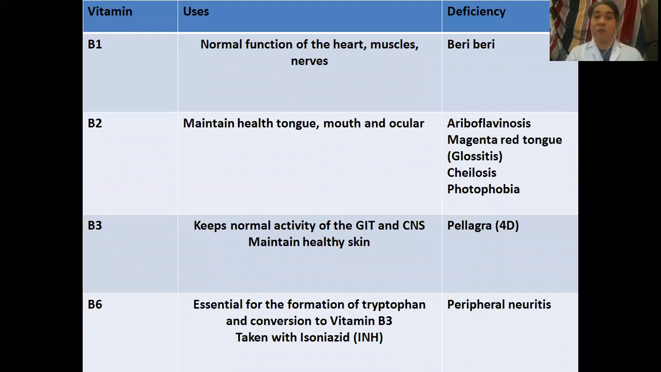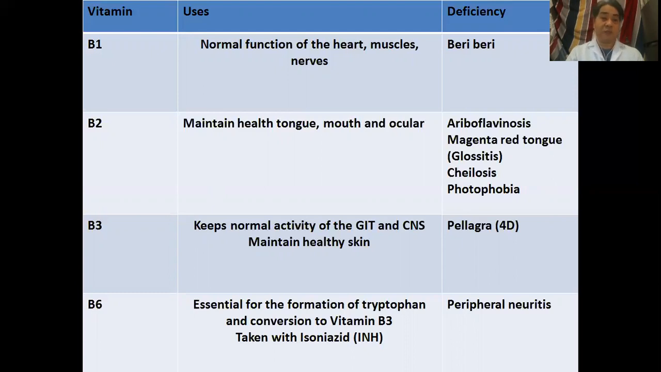We have vitamin B1, also known as thiamine. Normal function of the heart, muscles, and nerves, with deficiency of beriberi. Vitamin B2, riboflavin, maintains the healthy tongue, mouth, and eyes, with deficiency of glossitis and cheilosis. Vitamin B3, nicotinic acid, keeps normal activity of the GIT and CNS, with deficiency of pellagra, with signs and symptoms of diarrhea, dementia, dermatitis that leads to death.